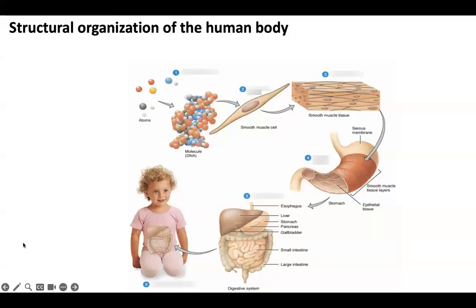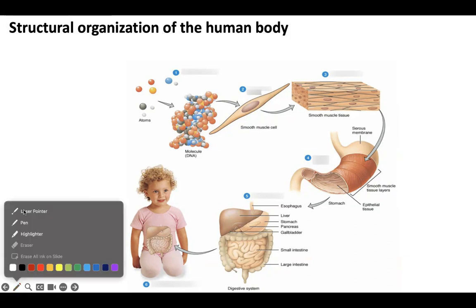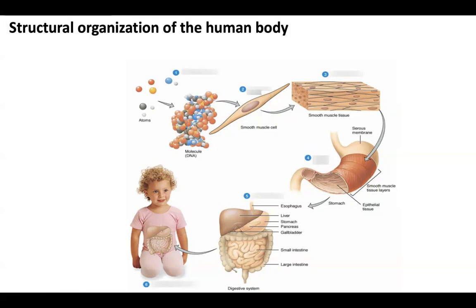Hi everyone, welcome. As part of our introduction to anatomy, let's see the structural organization of the human body. The structural organization of the human body has 6 levels. The first level is the chemical level. The chemical level is composed of atoms and molecules.